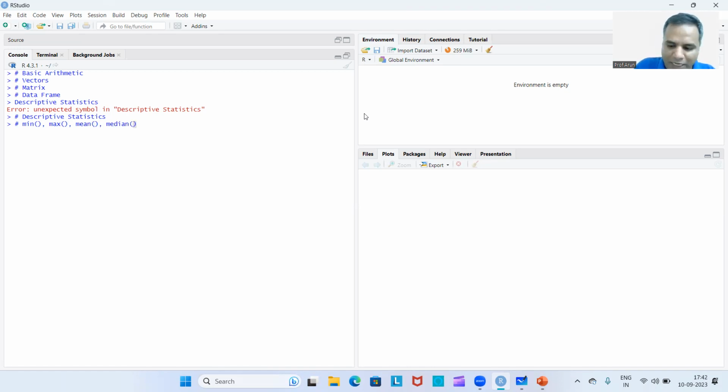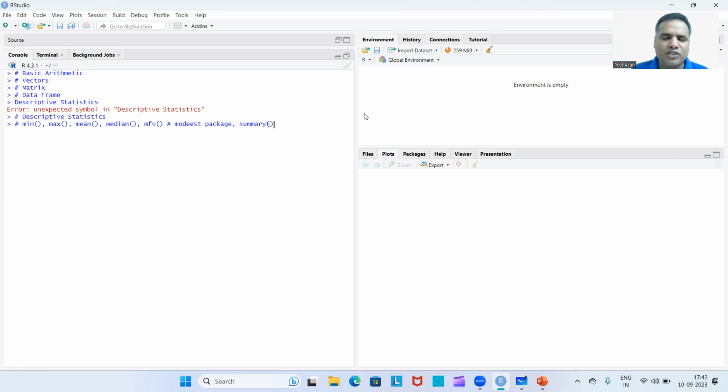How to calculate mode, by the way? Mode is not available in the base package. You require a package called modeest. For mode, the command is mfv. But just remember, this mfv command is available in the modeest package. If you don't install that package, the most frequent value, mode command will not work. And then there was the mother of all commands, summary.